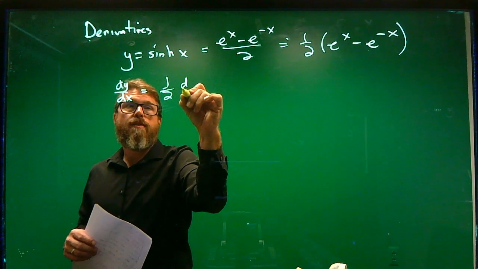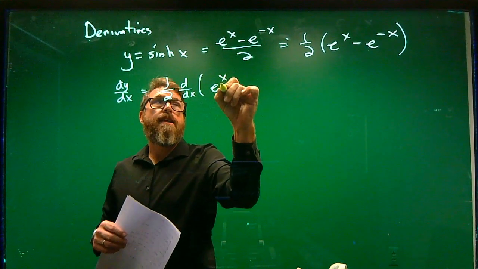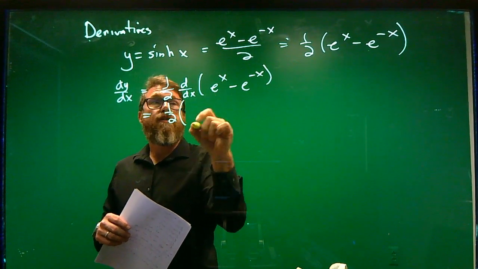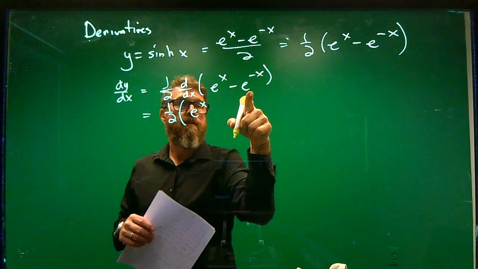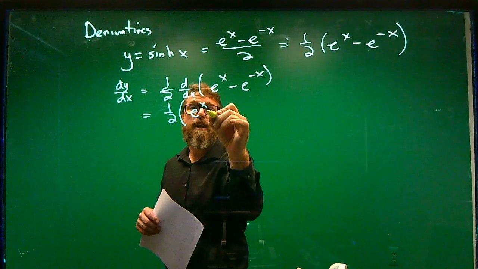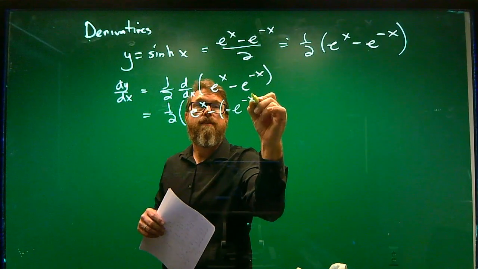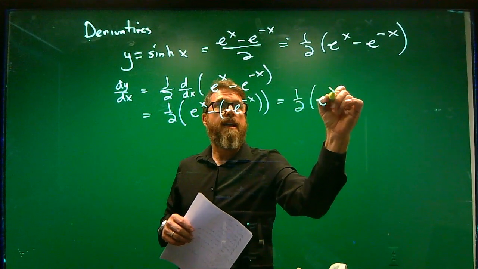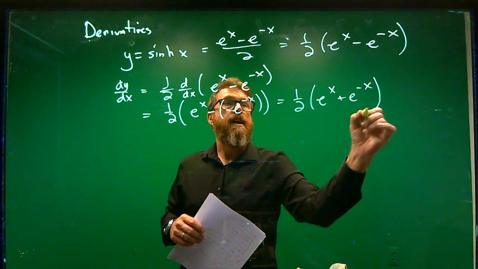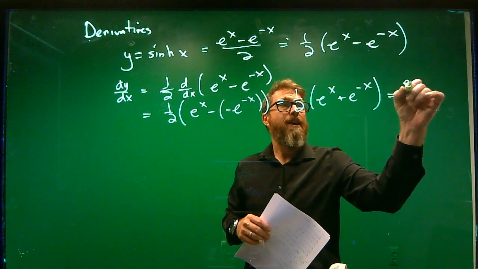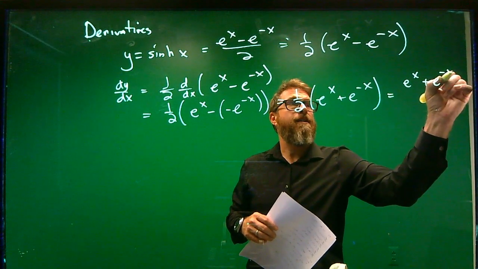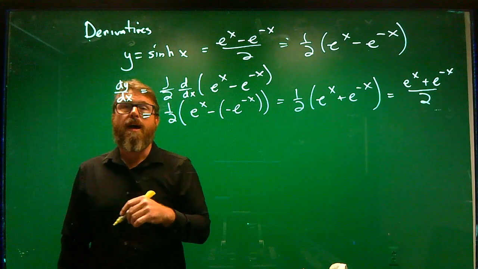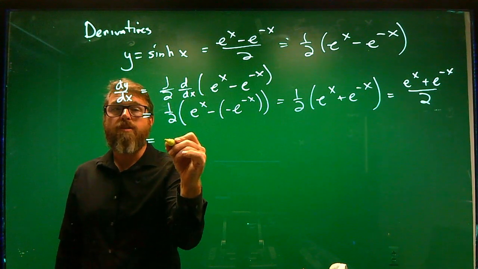1/2 times the derivative with respect to x of e to the x minus e to the negative x. So this is going to be equal to 1/2. The derivative of e to the x is itself, and the derivative of e to the negative x would be negative e to the negative x. So this would be minus negative e to the negative x. So we're going to get 1/2 times e to the x plus e to the negative x. And we can see that this will simplify to e to the x plus e to the negative x all over 2. So kind of what you would expect is the derivative of the hyperbolic sine is the hyperbolic cosine.